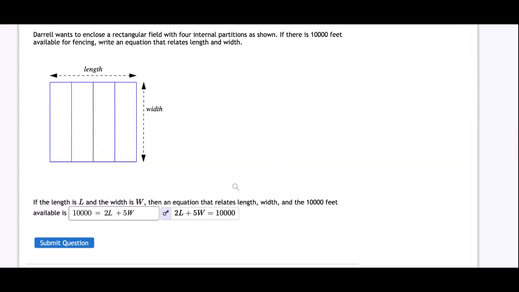Does this make sense? Okay. How did I get a 5? Count. You see the vertical lines? How many vertical lines? 1, 2, 3, 4, 5. Okay.